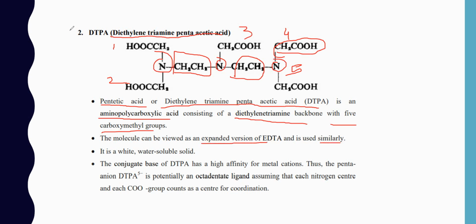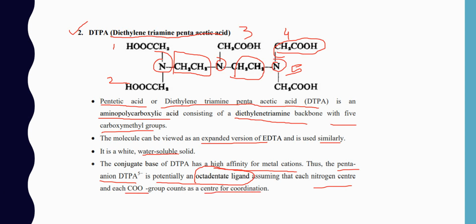It is an expanded version of EDTA, we can say, and it is used similarly as a complexing agent. It is a white water soluble solid. The conjugate base of DTPA has a high affinity for metal cations. Thus, the pentanion DTPA 5- is potentially an octadentate ligand, assuming that each nitrogen center with each CO group counts as a center for coordination.